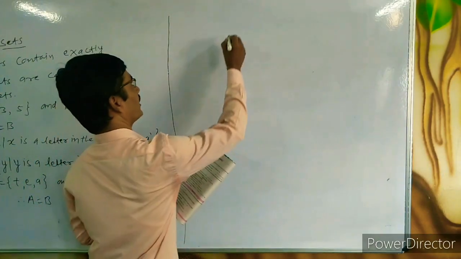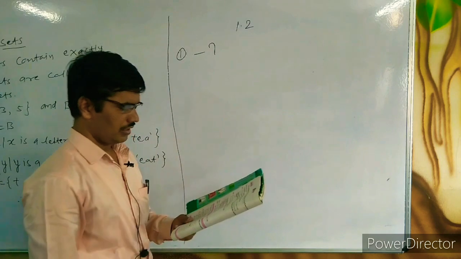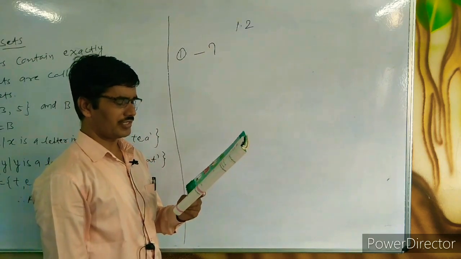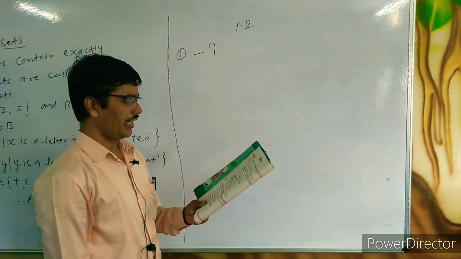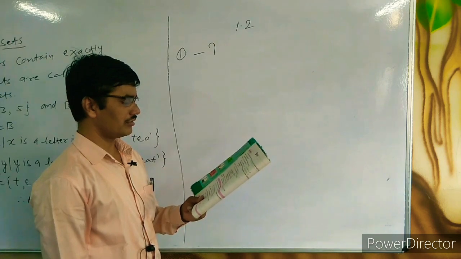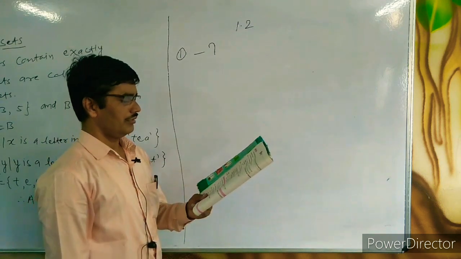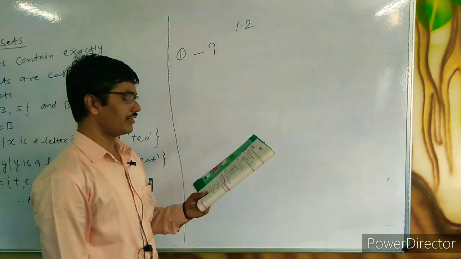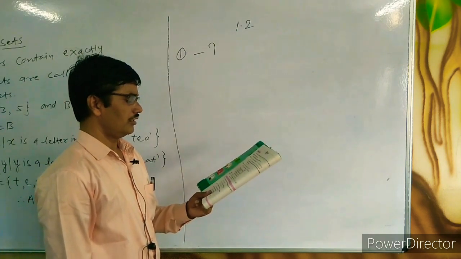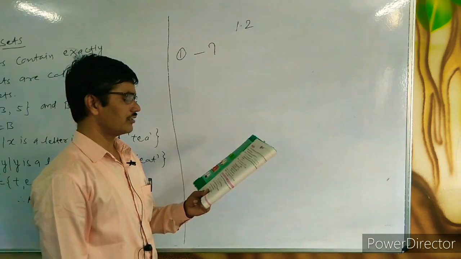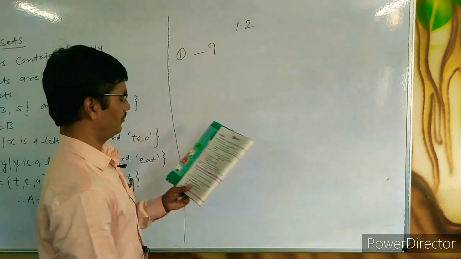Practice set 1.2. Question number first. Decide which of the following are equal sets and which are not. Justify your answer. A equal to curly bracket x such that 3x minus 1 equal to 2. B is the set of all x such that x is a natural number but x is neither prime nor composite. C is the set of all x such that x belongs to N, x is less than 2.